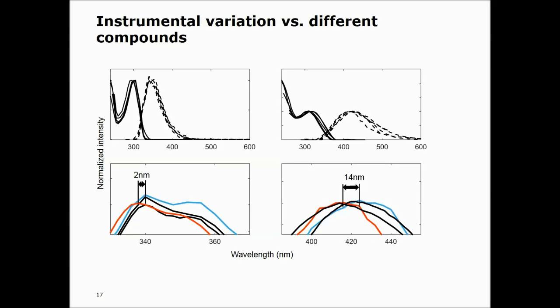In the left example, you can see that the maximum difference between the peak maximum in the emission loadings is only 2 nanometers. And that is well within range when you consider that different instruments might be different with relation to their calibration, the spectral calibration. But in the right example, we see that the differences are 14 nanometers. That is well beyond the variation that you can expect from instrumental variation, and implies that there might be a difference in chemical composition of these PARAFAC components.